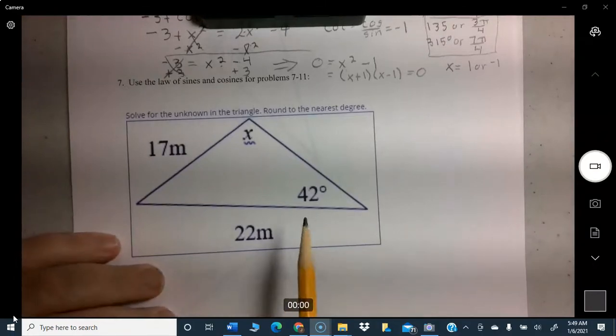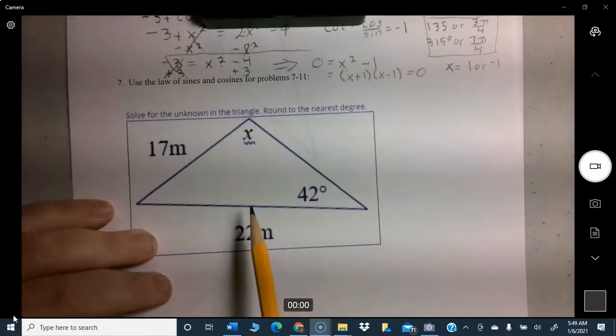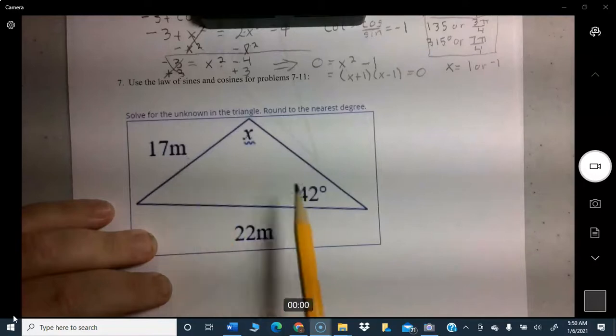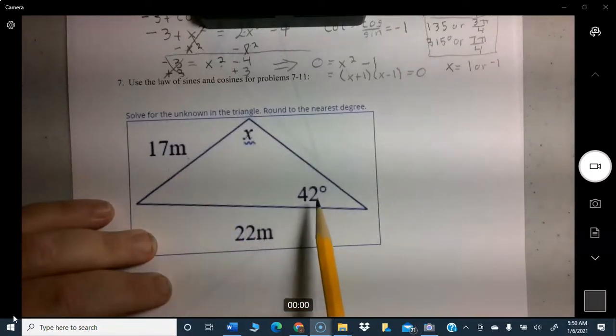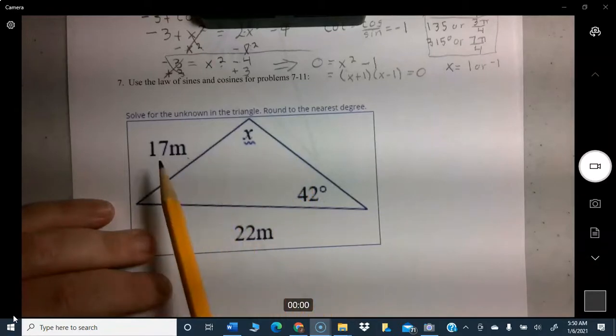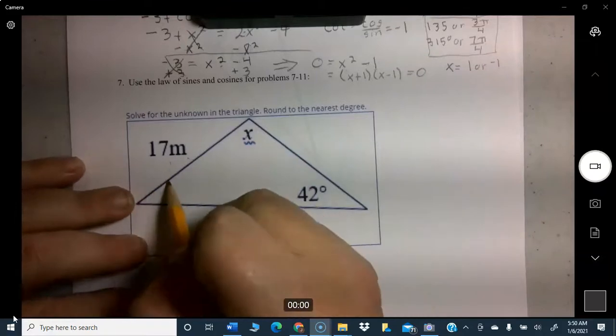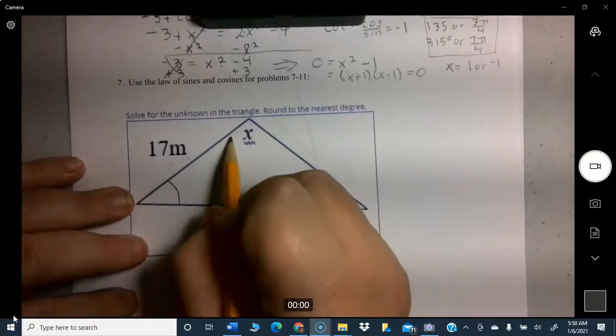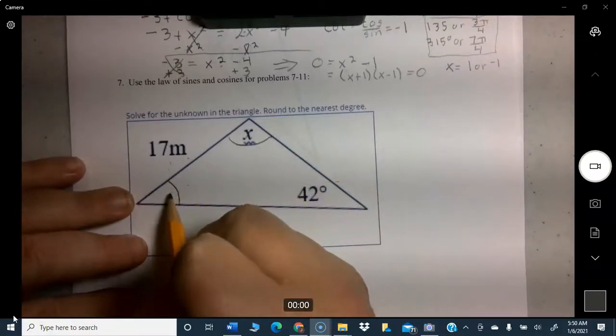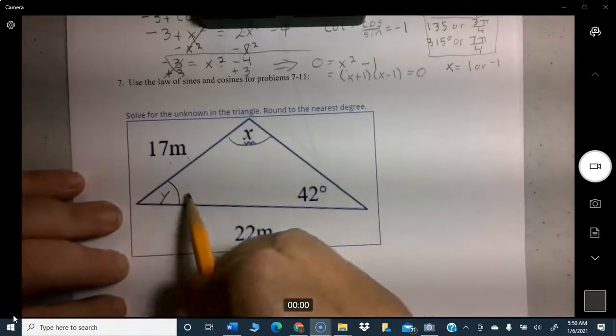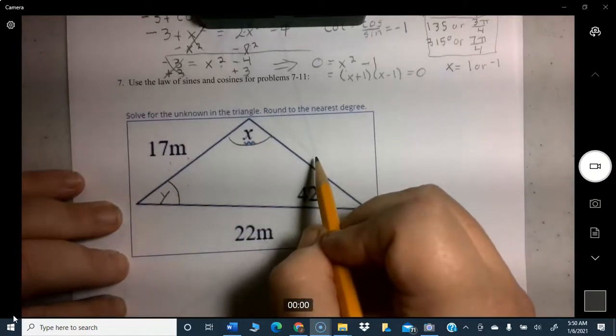And you can use the law of sines as long as you have either 2 sides and 1 angle, that is, you know 2 sides and 1 angle, or 2 angles and 1 side. In this case, we have 2 sides and 1 angle. But what are you trying to find out? You're trying to find out all the angles, so we want to know this angle x, this angle y, and this side over here, okay?